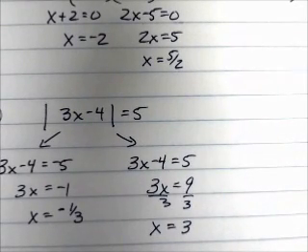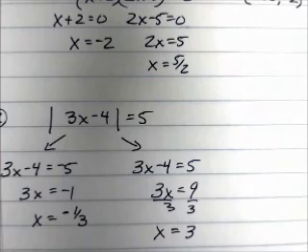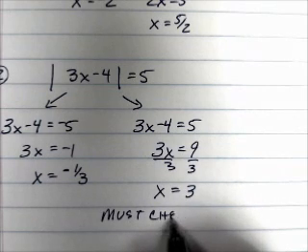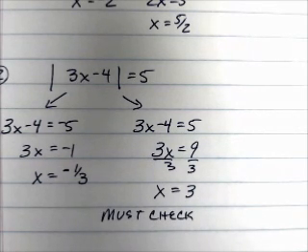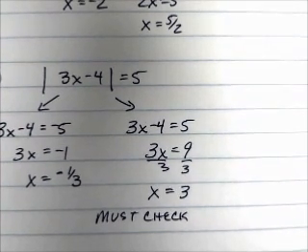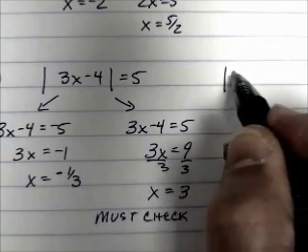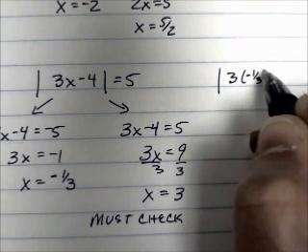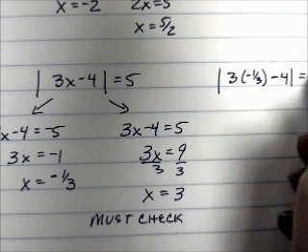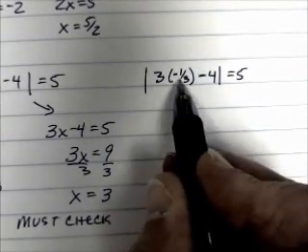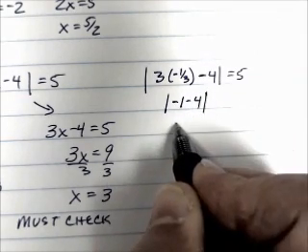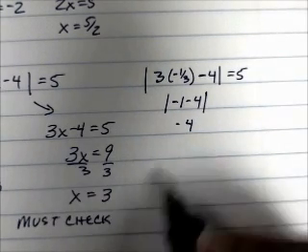Okay, now the thing about absolute value equations, you must check. Equations that contain absolute value and equations that contain radicals, you must check them for extraneous solutions. Alright, so we go back to the original here. The absolute value of 3 times negative 1/3 minus 4, does that equal 5? Well, 3 times negative a third is negative 1, minus 4 is negative 4. Well, this isn't coming out right.